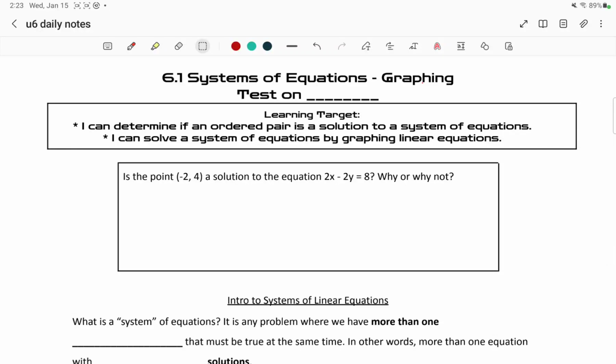So today we're starting our systems of equations unit, and today we're going to learn how to solve them by graphing. So first we're going to be able to determine if an ordered pair is a solution, and then we're going to be able to solve by graphing. So let's start with the first. How to tell if an ordered pair is a solution.